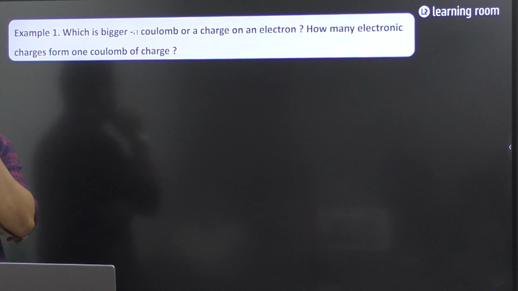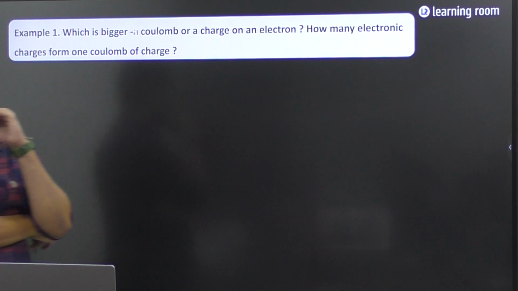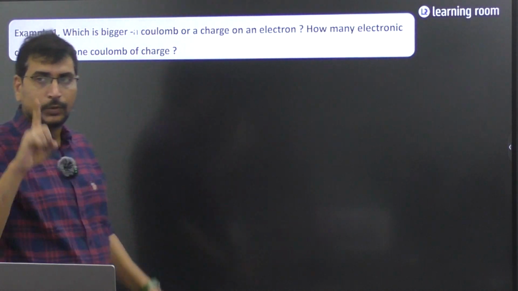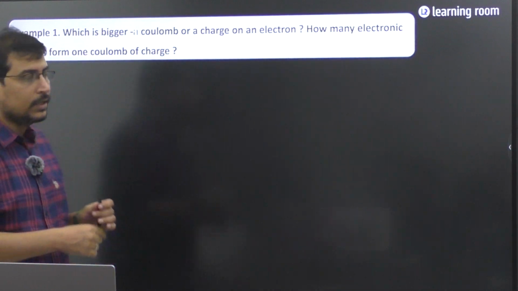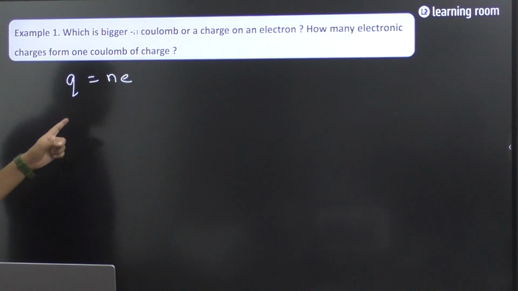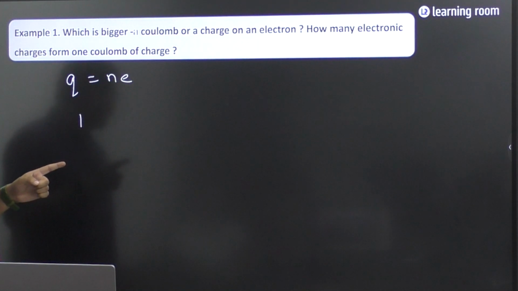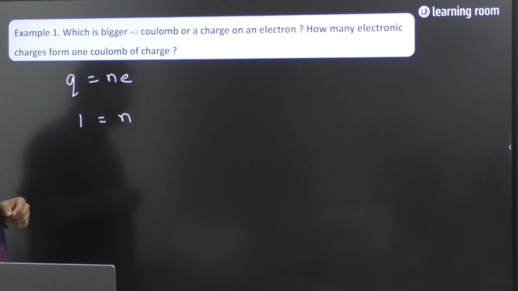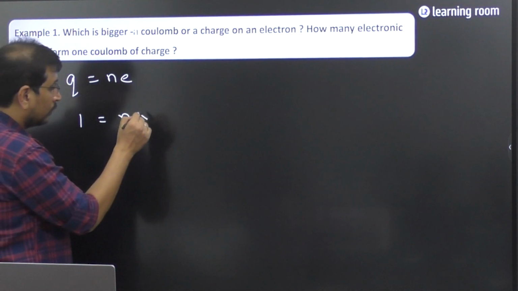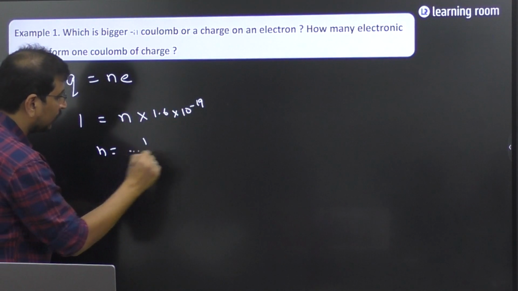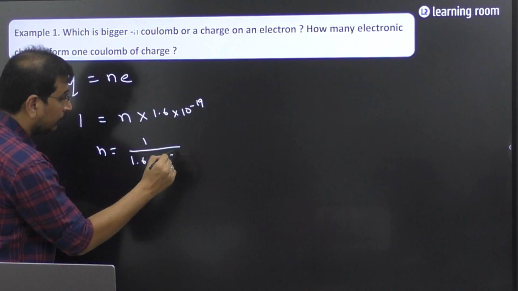How to get that? So how many electronic charges, meaning how many electrons combined together, is going to give you 1 coulomb of charge, right? So we know this expression, Q is equal to N into E. So the charge is 1, equal to the number of electrons combined, multiplied by the charge of the electron, 1.6 into 10 power minus 19. So what is going to be the value of N? 1 divided by 1.6 into 10 power minus 19.